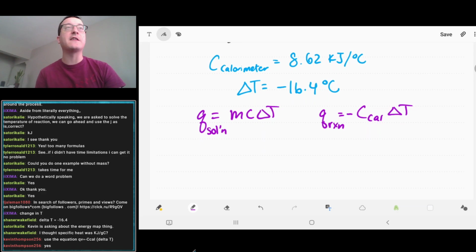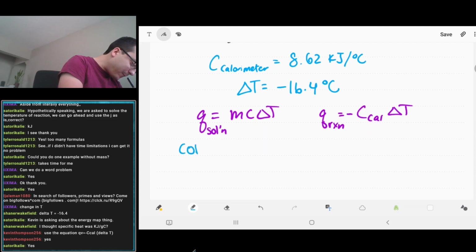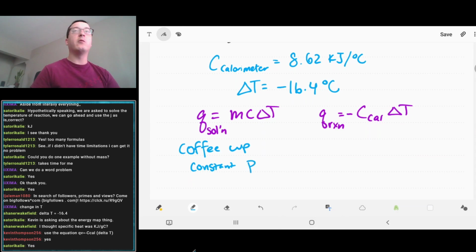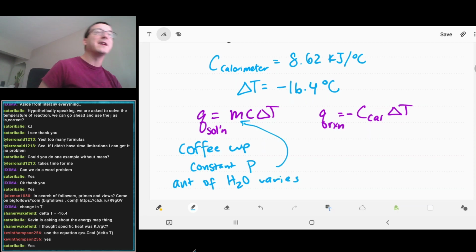So this is the difference, Shane. We have two different things that we're looking at here. This one is the coffee cup, which is constant pressure, where we have some water in the coffee cup, and that amount of water will be varied, and that's why we have the M there. And so that's why we need the M here.